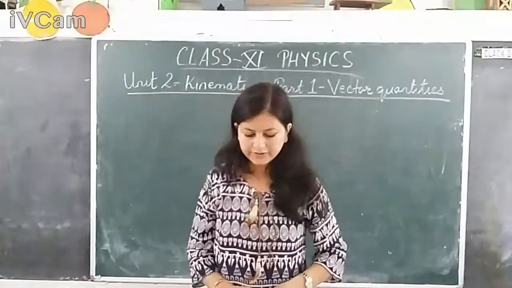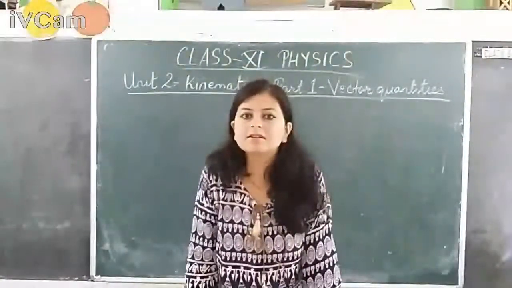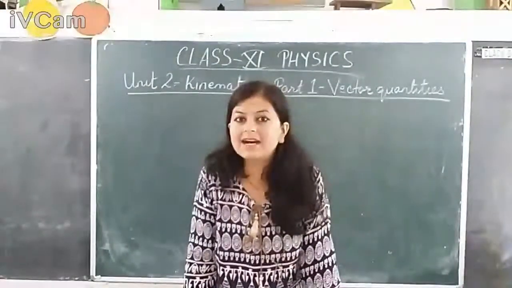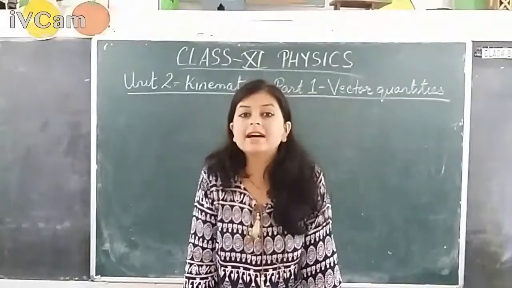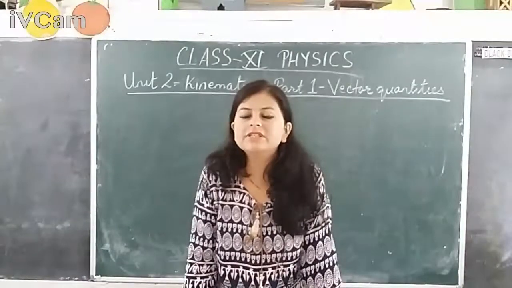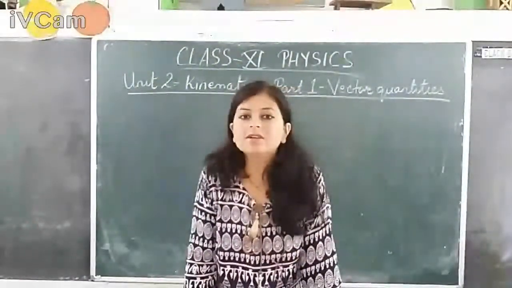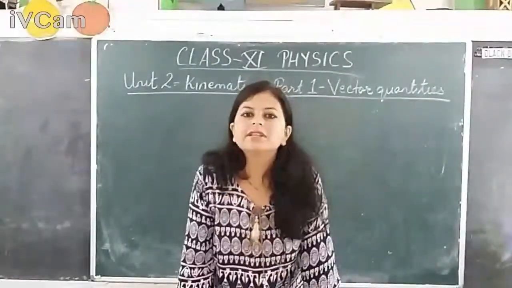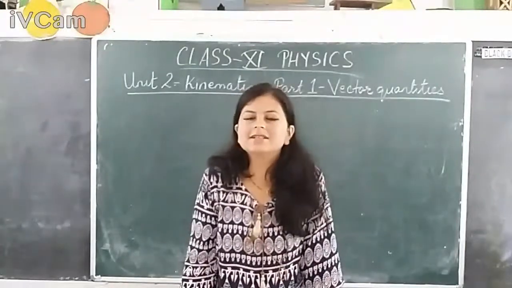Now when you are doing the basics in class, you come across two types of physical quantities: scalar and vector quantities. The definition of scalar quantities is that the quantities which have only magnitude and do not have direction are called scalar quantities, isn't it? You must be familiar with examples of scalar quantities like mass and speed.